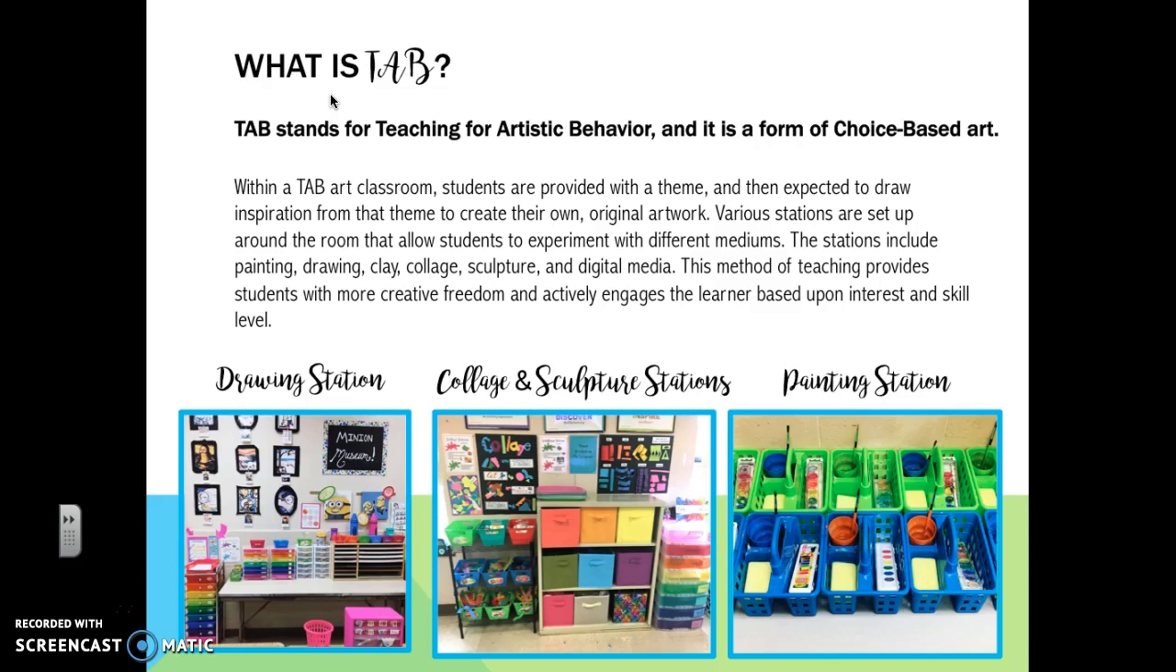This method of teaching provides students with more creative freedom and actively engages the learner based upon interest and skill level. I have a picture of 3 of my tab stations pictured below: the drawing station, collage and sculpture stations, and the painting station.